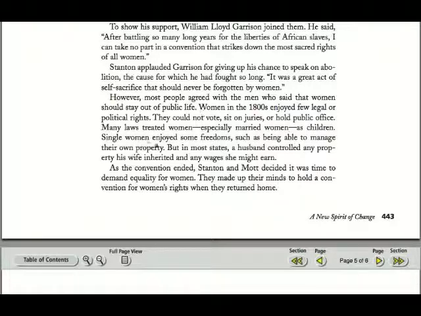Single women enjoyed some freedom, such as being able to manage their own property, but in most states, a husband controlled any property that his wife inherited and any wages that she might earn. As the convention ended, Stanton and Mott decided that it was time to demand equality for women. They made up their minds to hold a convention for women's rights when they returned home.